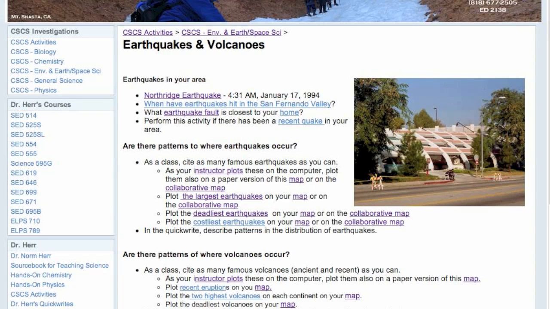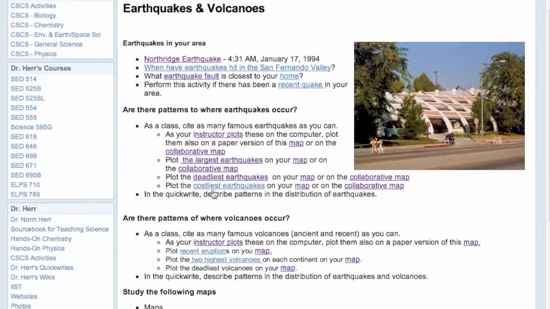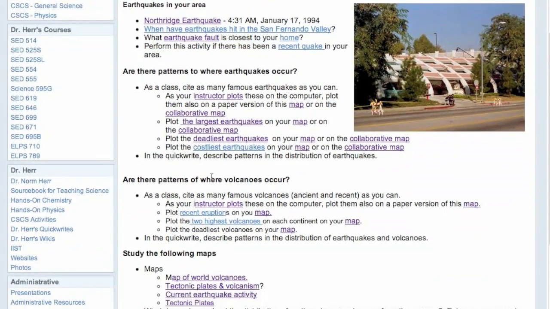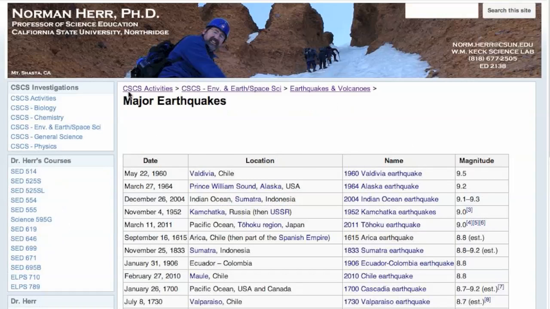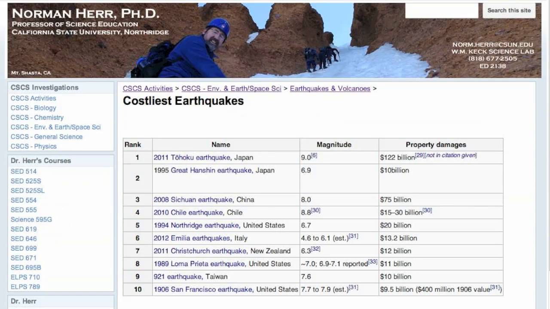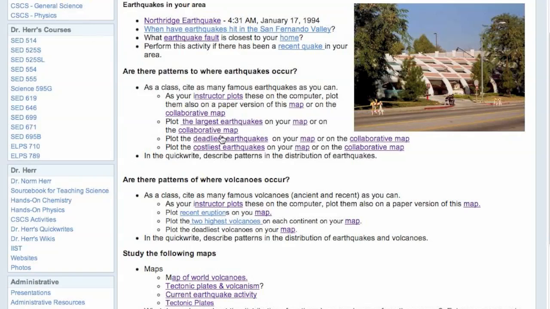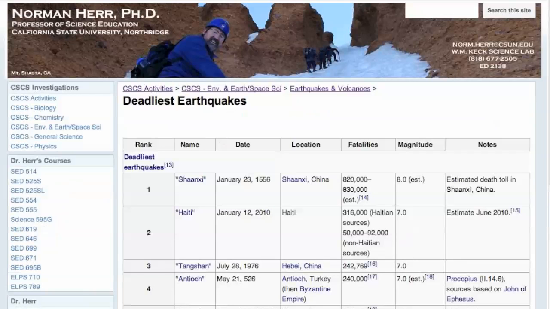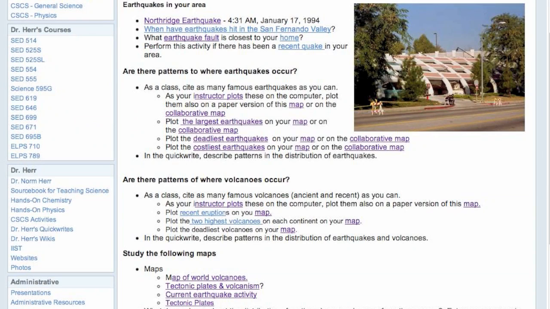We'll focus really on the purpose of constructing explanations for why earthquakes occur in a particular zone and whether they are related to volcanoes. And so in this particular activity, students are given lists of earthquakes. As they look at some of those lists, they could look at the largest earthquakes ever recorded, or a list of the costliest earthquakes or the deadliest earthquakes. And as they plot these on a map, they could use just a regular wall map to do this.